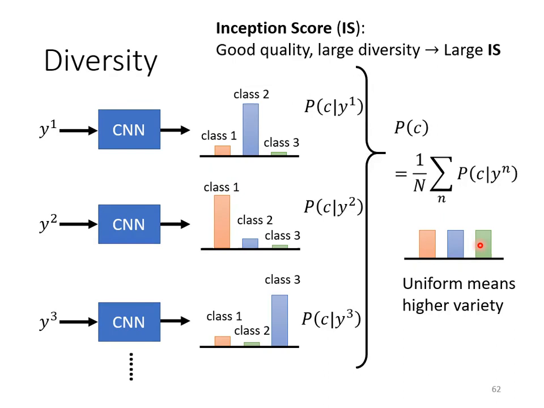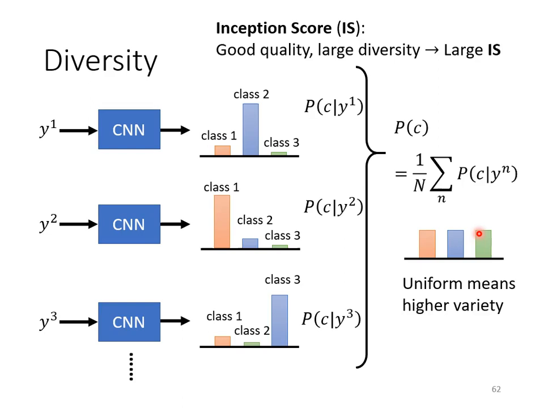But if you think carefully, if we use an image classifier to evaluate the generator's diversity, then diversity and quality seem to be conflicting with each other. Previously, when we were talking about quality, I said, the more concentrated, the higher the quality. But to achieve greater diversity, the distribution should be flat. The flatter the distribution is, the greater the diversity will be.